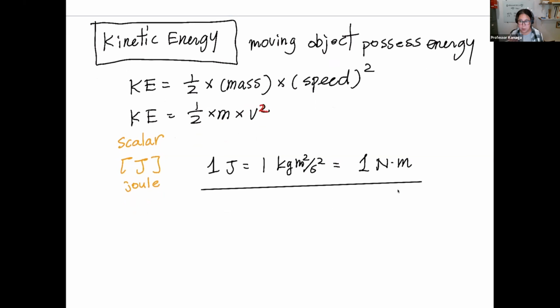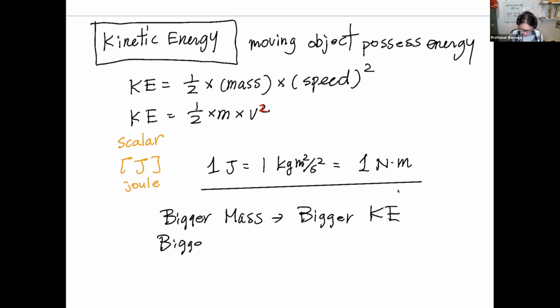So as I said, the bigger the mass, the bigger the kinetic energy. If you're moving faster, you're going to have a bigger kinetic energy. The bigger the speed, the bigger the kinetic energy.